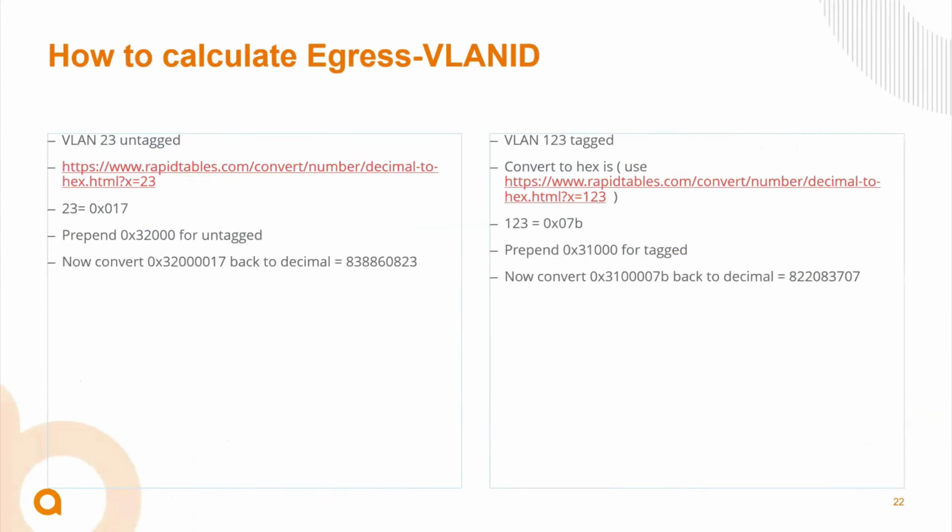How do we calculate the egress VLAN? I had this question a few times. Let's consider I have an egress VLAN 23 and it's untagged. For all untagged, remember, you have to prepend X32 followed by 3 zeros. First, you have to convert this 23 from decimal into hexadecimal and add this. Untagged means you have to add X3200, and then have this value converted back to decimal, and that's going to be this number.